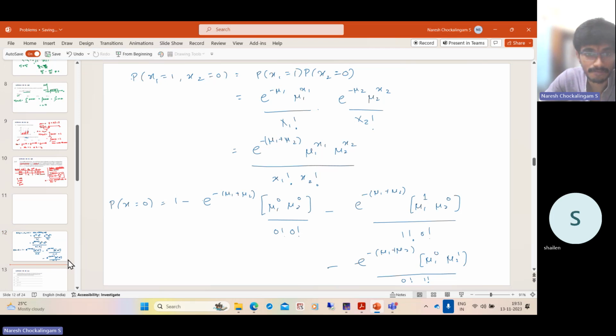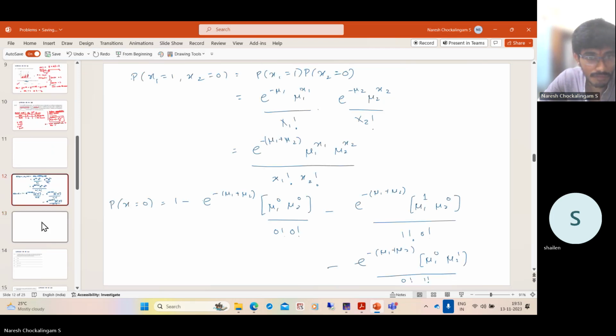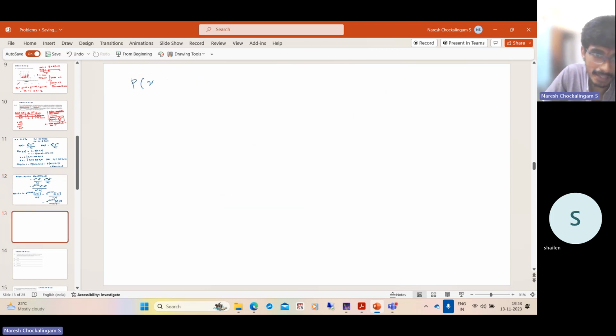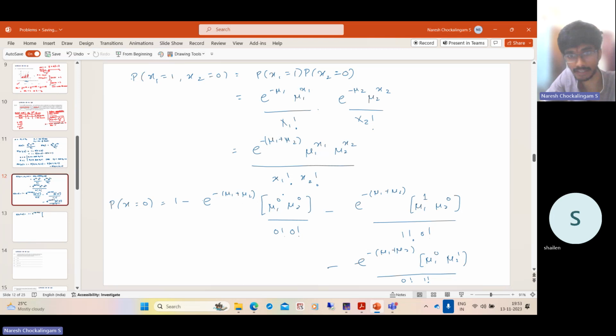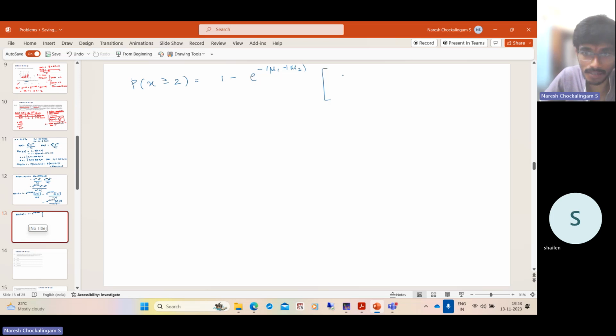Therefore, you can take 1 minus e power minus (mu1 plus mu2) commonly out. So P of x greater than or equal to 2 is 1 minus e power minus (mu1 plus mu2) times what is left. In the first case, you just have a 1. Here you have mu1 and here you have mu2. So it is 1 plus mu1 plus mu2.